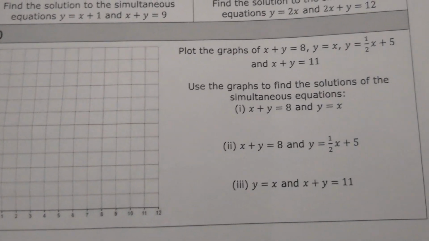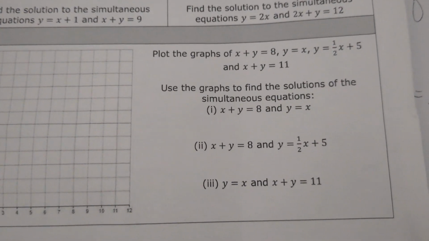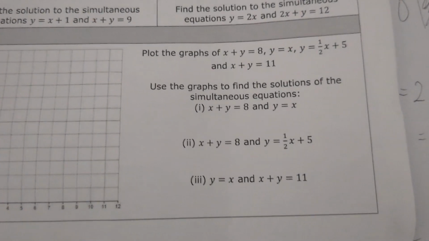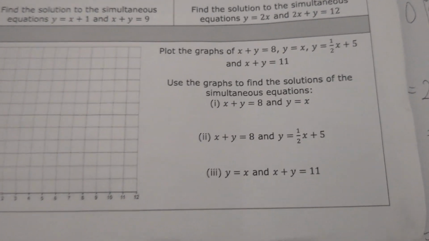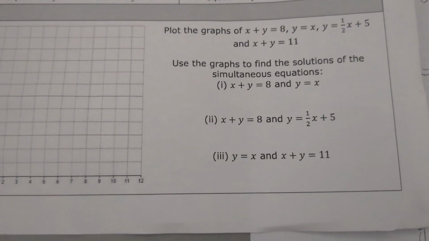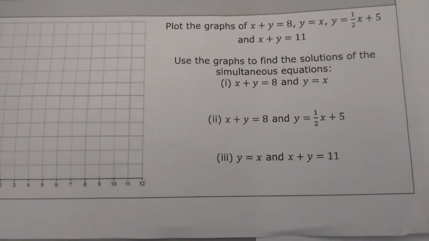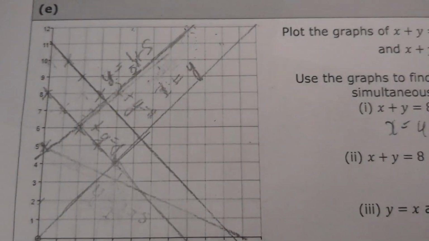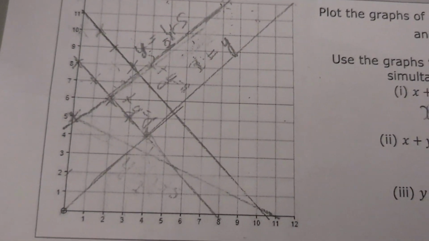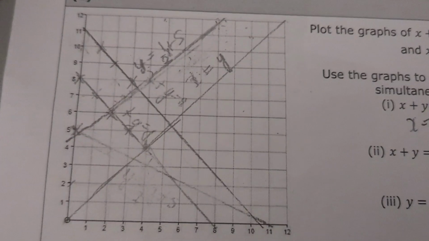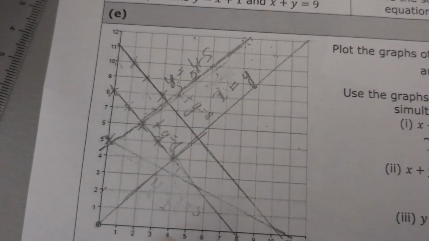Plot the graphs of x plus y equals 8, y equals x, y equals 1/2 x plus 5, and x plus y equals 11. Use the graphs to find the solutions of the simultaneous equations. And then you have simultaneous equations listed down here. Now that you know how to plot these equations graphically, you need to find the solutions to the equations that are listed. So ignore how messy my graph is since I got this part wrong.